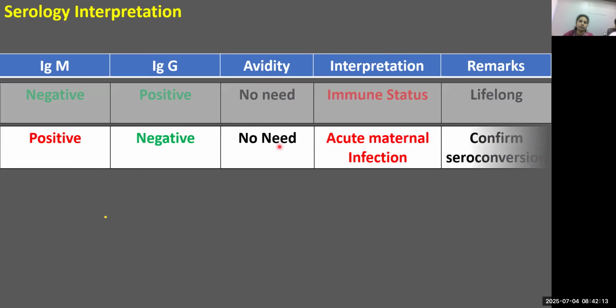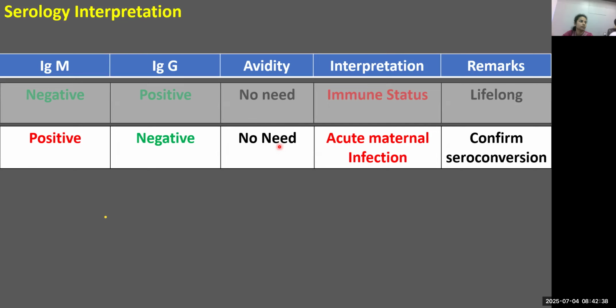Next. So that is this. The second line is the acute infection going on. When you know this, there is no need to check the avidity for IgG. It's not going to be there, so avidity also cannot be reported. Got it? That is a situation where the mother has recently acquired the infection and she is preparing her body for immune status against that virus.